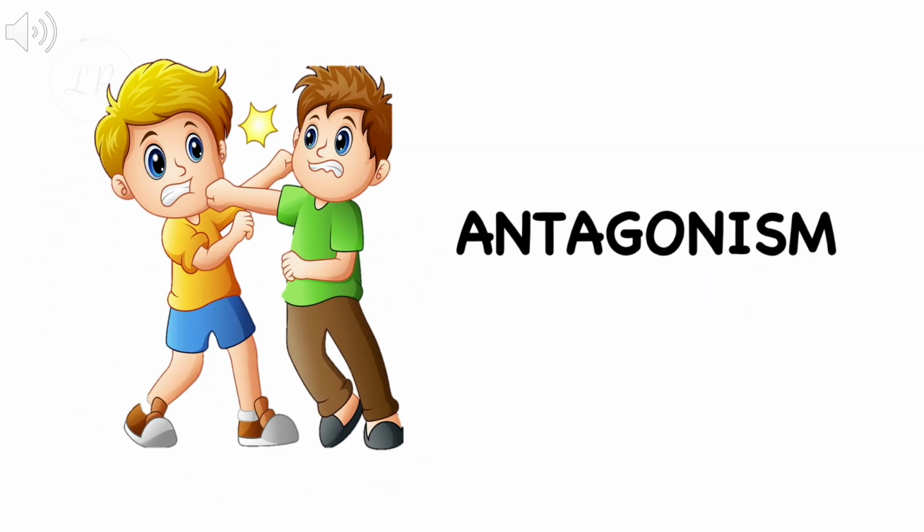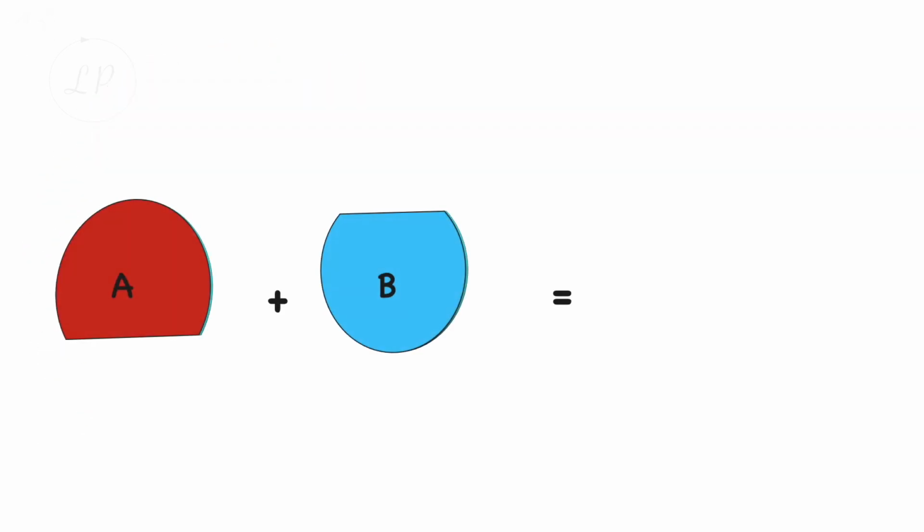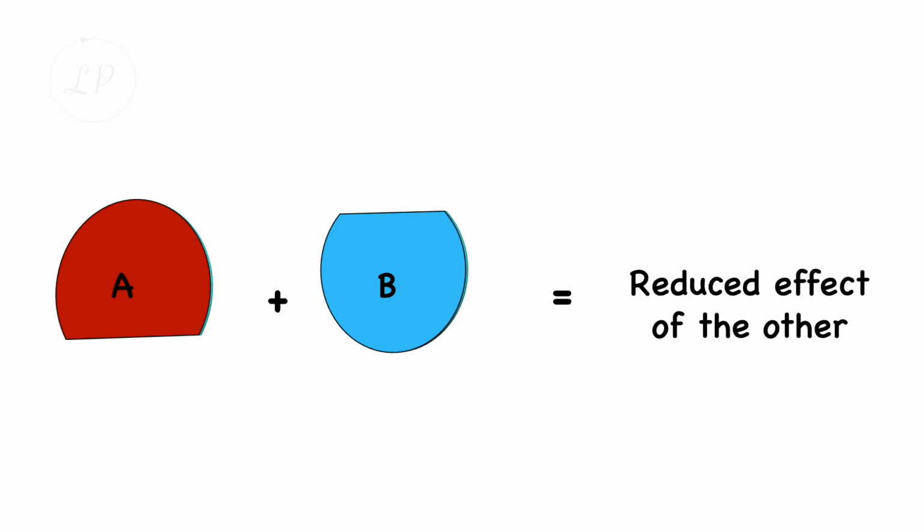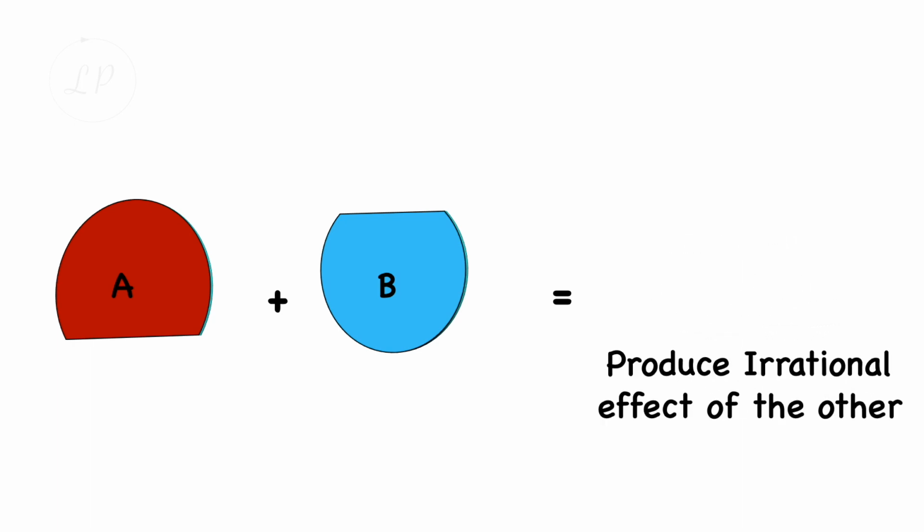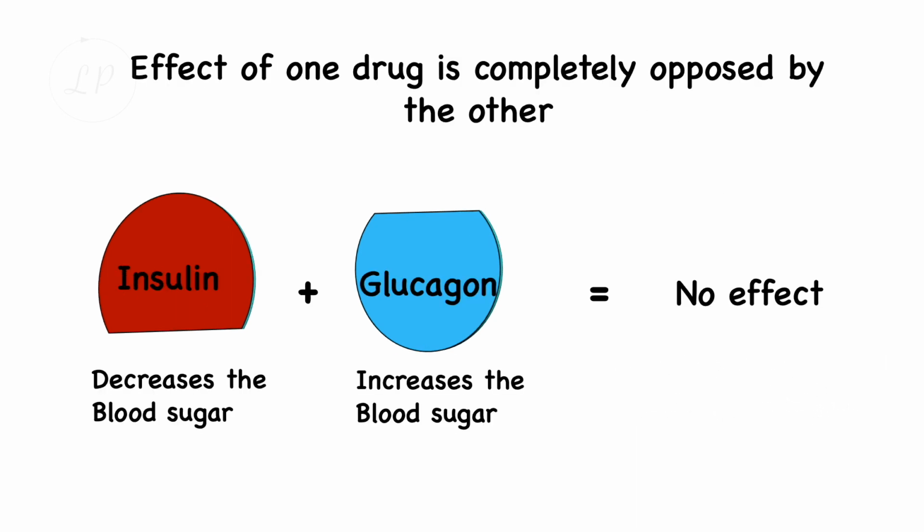Contrary to synergism and additive effect, antagonism is the nullification, or the reduction of the effect of one drug by the other when used in combination. For example, when insulin is used along with glucagon, there would not be any change in the blood sugar level.